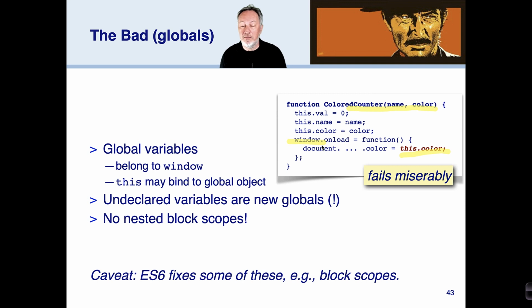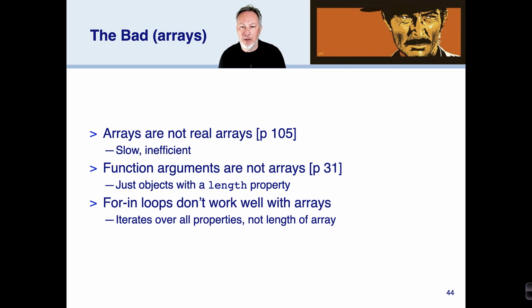As we've seen, we have nested lexical scopes for functions, but there are no block scopes, which is a shortcoming. In all fairness, ECMAScript 6, JavaScript 6 fixes some of these, for example, block scopes, but that's not the case in older versions of JavaScript. And there are still numerous other issues which are still open. Most of the items that I've listed here are from the book JavaScript: The Good Parts.